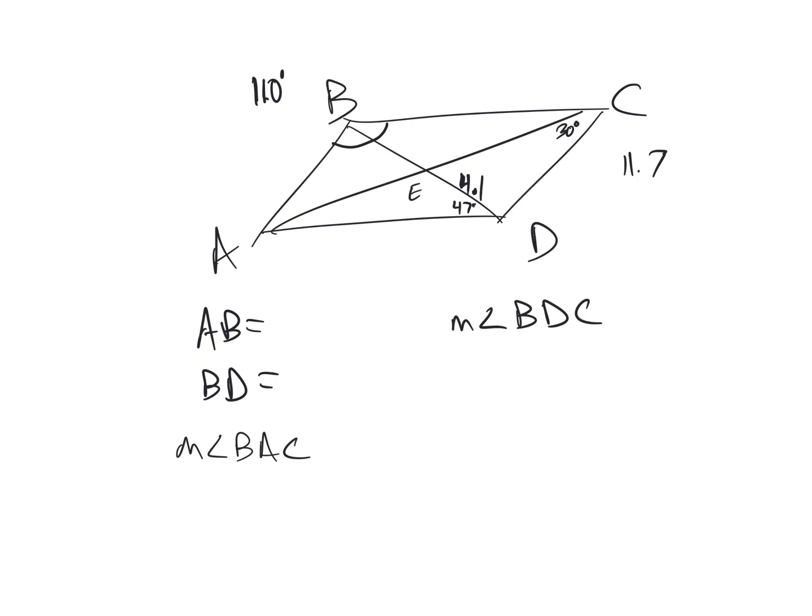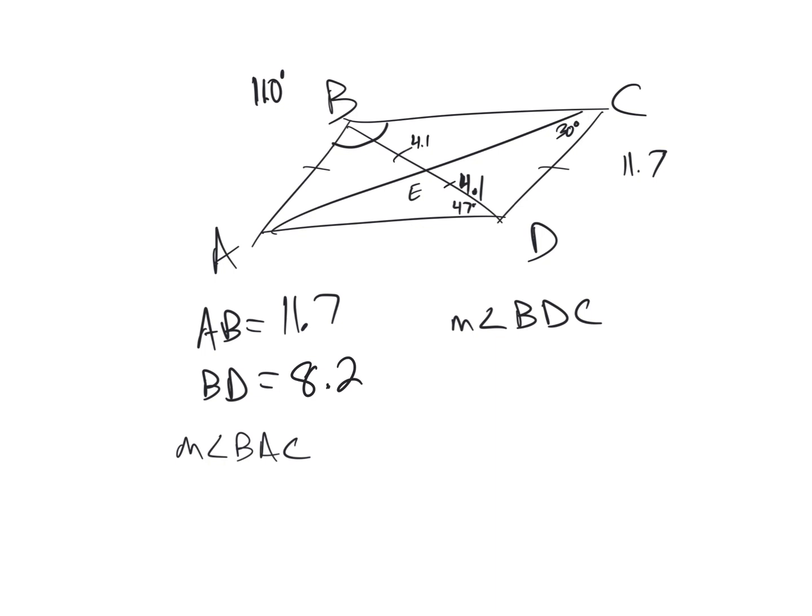Well, in a parallelogram, AB is the same as CD, so that's 11.7. And BD is the full length of this diagonal. In a parallelogram, the diagonals bisect each other, so therefore these two are the same. So this is 4.1. That makes BD 8.2.